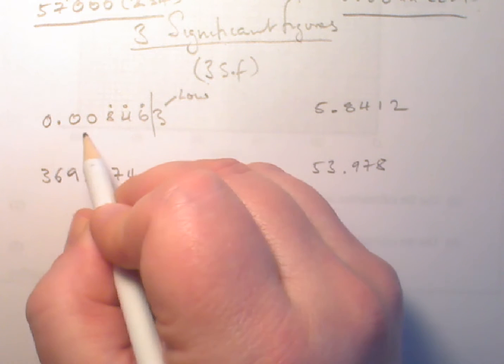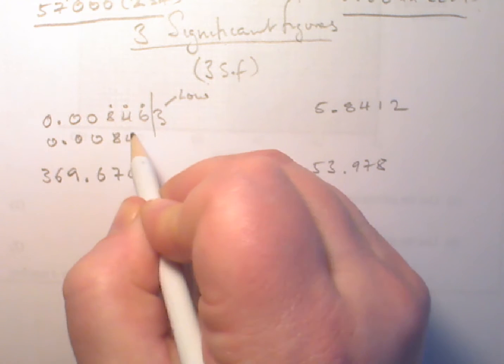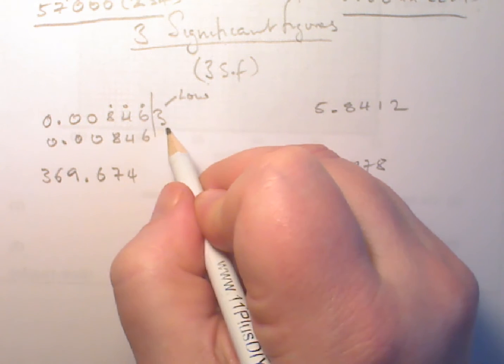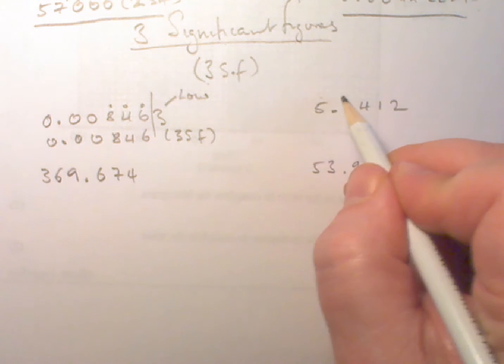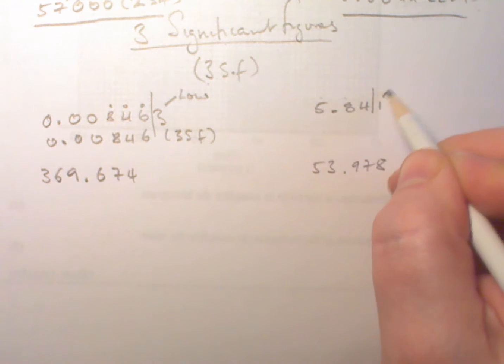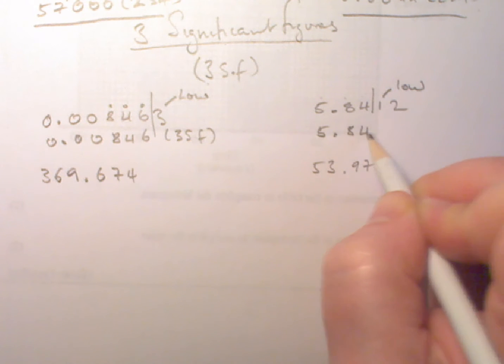Here we're going to just leave this as 0.00846, and tell the examiner how I've rounded it. Here we've got 1, 2, 3. Again, that's a low one, so I'm just going to get 5.84 to 3 SF.